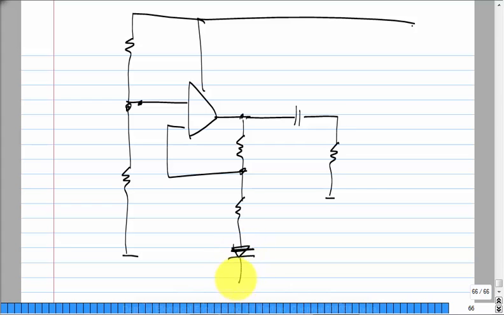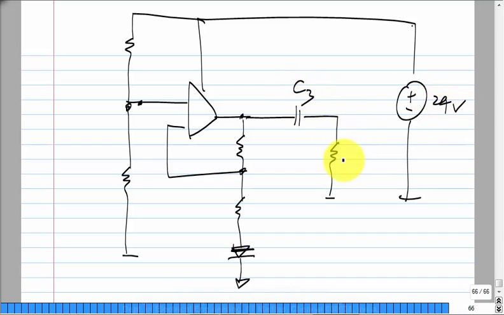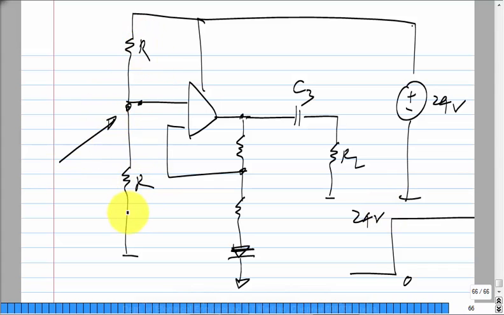So this also has a capacitor. Let's just look at this part of the circuit. So this 24 volts, let's say you turn it on, that is, you turn on the switch. So that means that this voltage goes from 0 to 24 volts. What will happen to this voltage? It will also jump from 0 to 12 volts. What will happen to this voltage?